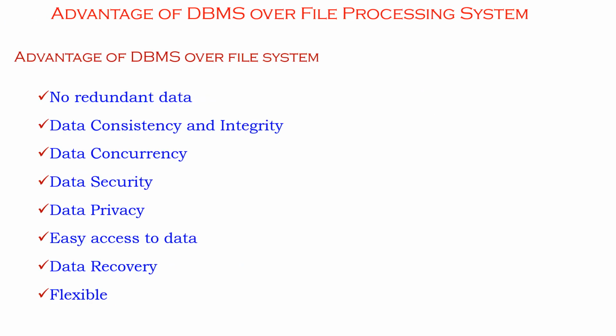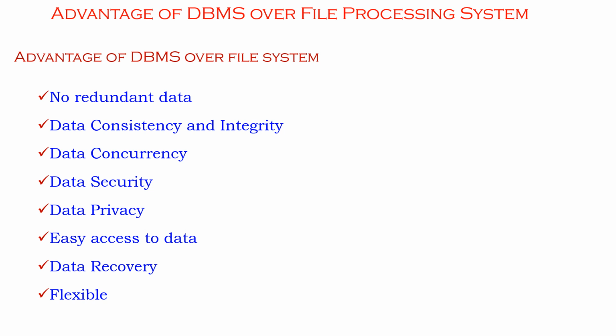So to overcome all these drawbacks with respect to the file processing system, DBMS was introduced over the file processing system, and we have the listed advantages over there. Redundancy of data is reduced, data consistency and integrity are maintained, and concurrency is possible, allowing multiple users to access at a time.